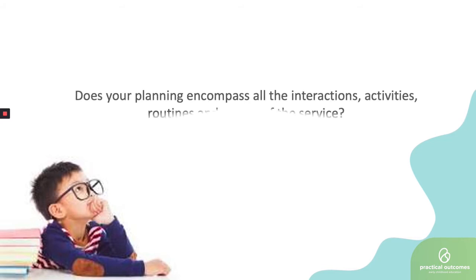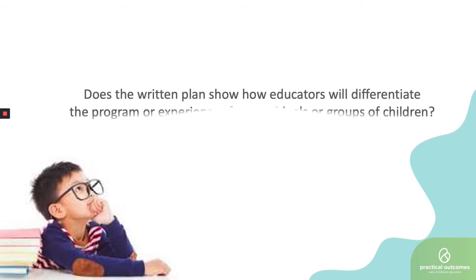Does your planning encompass all the interactions, activities, routines, and events of the service? Does the written plan show how educators will differentiate the program or experiences for individuals or groups of children? After you consider all these questions in your planning, you will then put all the information that you have gathered and planned into practice.